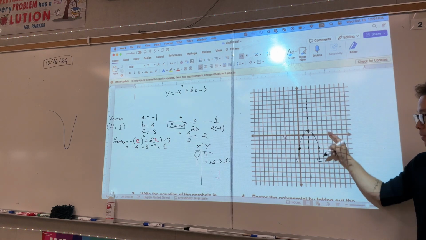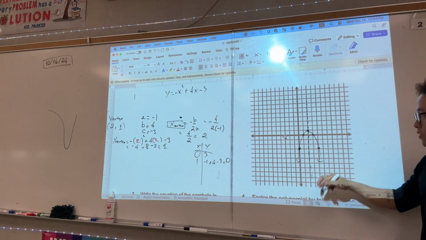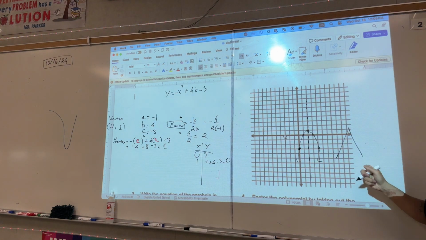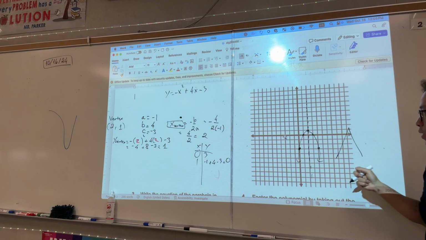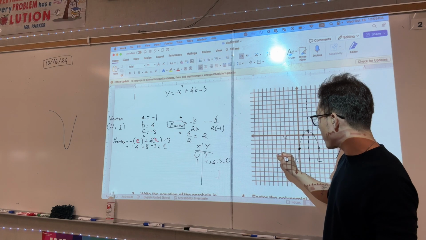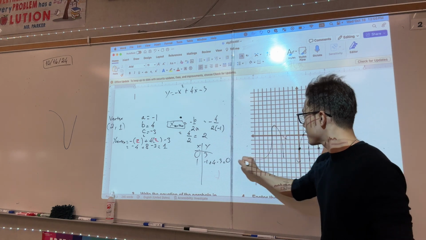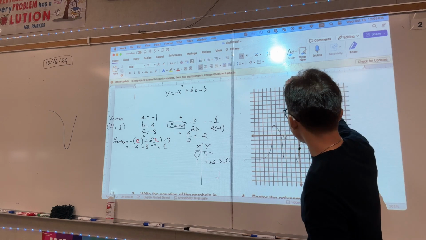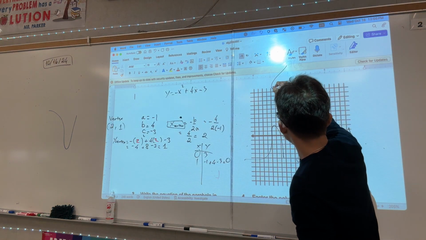Remember, this is the shape of a parabola. Don't draw like this. That is an absolute value function. Also, if your parabola looks like this, it's not a parabola. And also, I have one paper where the parabola looks like this.